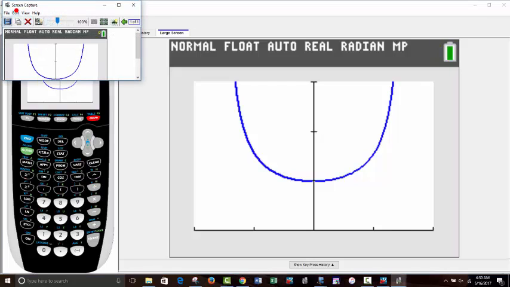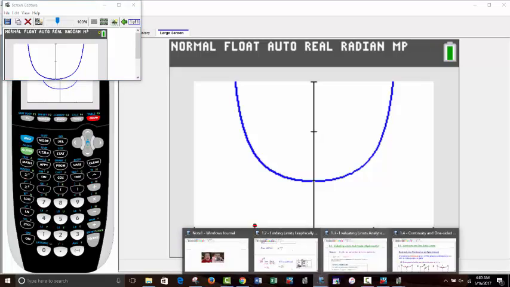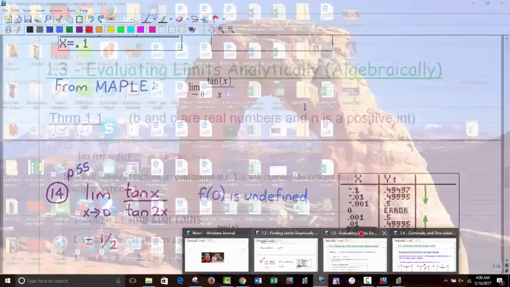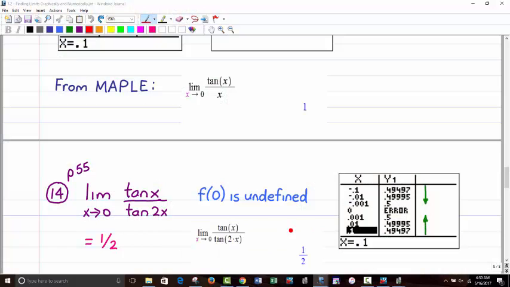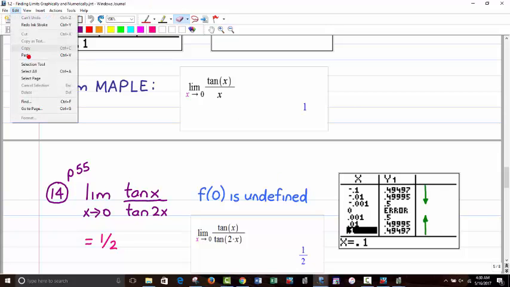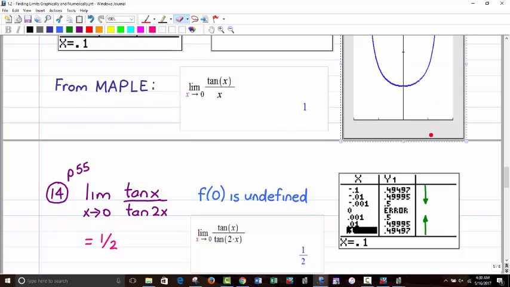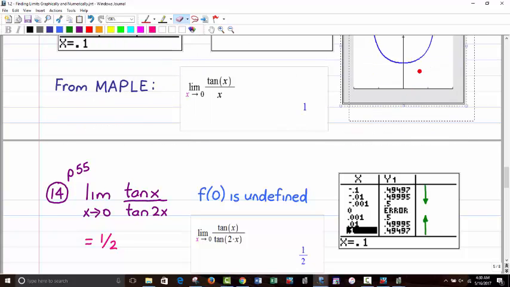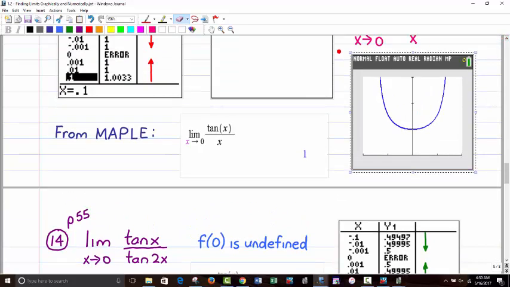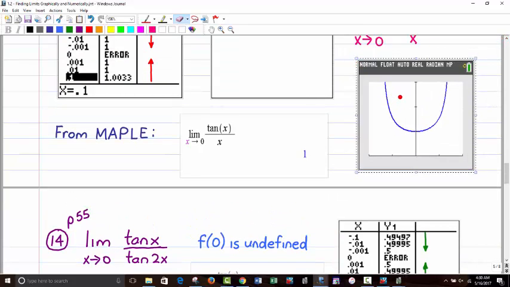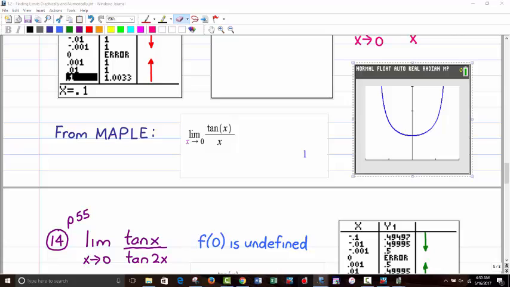I'll paste it in here for future generations. Now, we could zoom in on this. I'm just going to say this verbally just to save time here. I could zoom in on that. Maybe I'll go back to the calculator and zoom in on it.